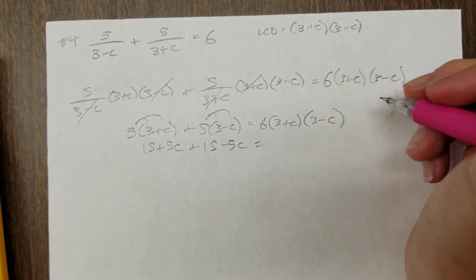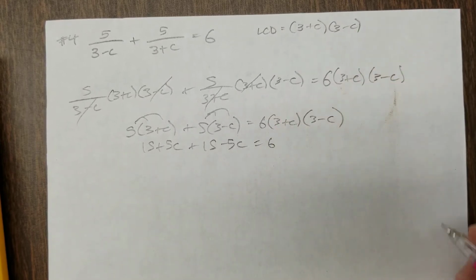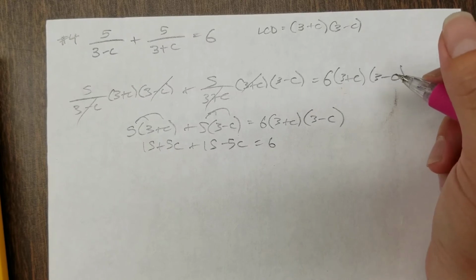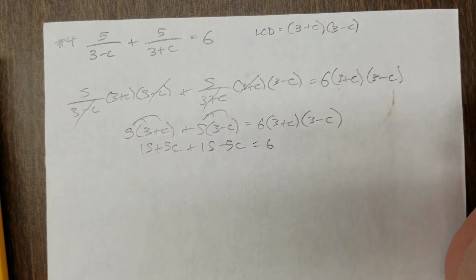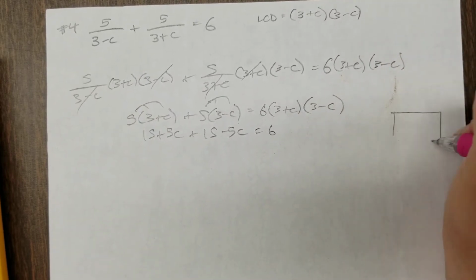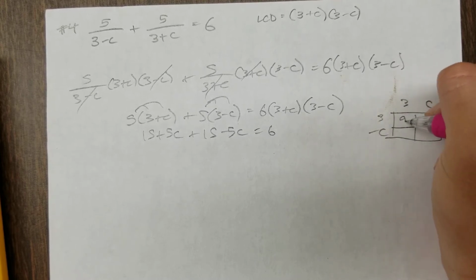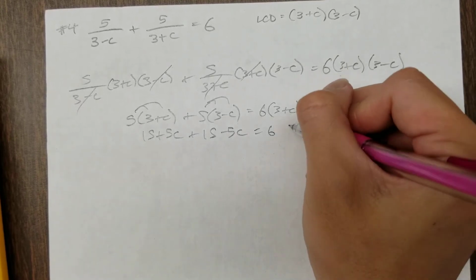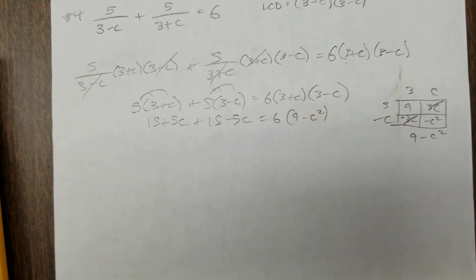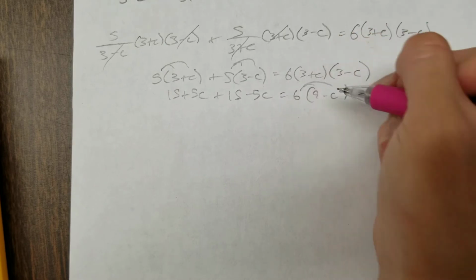And this is, okay, well, I'm going to put the 6 here. I need to FOIL this. Now, if you guys memorize that one formula, this should be 9 minus c squared. If you cannot do that, just do it out, and you'll see 9, 3c, negative 3c, minus c squared. Cancel, cancel. 9 minus c squared. Okay, so what I see is I can distribute this now.